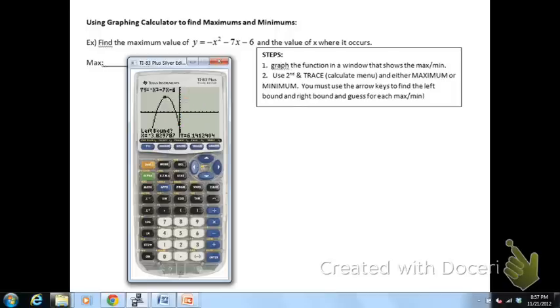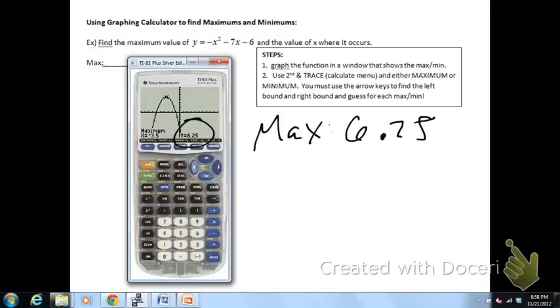My left bound is somewhere over here. I hit enter. My right bound, I pass the vertex and go to the right of it. I hit enter. And my guess is somewhere in between, similar to how we did for the zeros. And there I have my vertex. The maximum value is the y-coordinate, 6.25. That's the tallest this parabola gets, and it occurs at an x value of negative 3.5. So that's really all we need for this one.